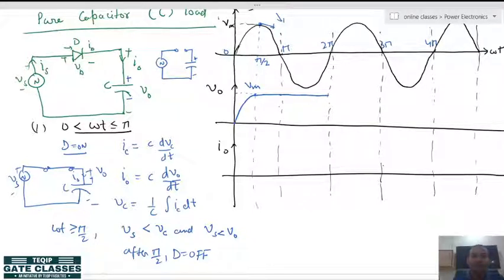Then again from 2 pi to 3 pi instant, just observe at the peak. Before the peak the supply is less than the capacitor voltage, and after the peak also the supply is less than the capacitor voltage. This means that before the peak the diode is reverse biased, and after the peak also the diode is reverse biased. So, again the output voltage will be equal to the capacitor voltage, means the circuit will behave like this circuit only, and again for the negative half it is like this.